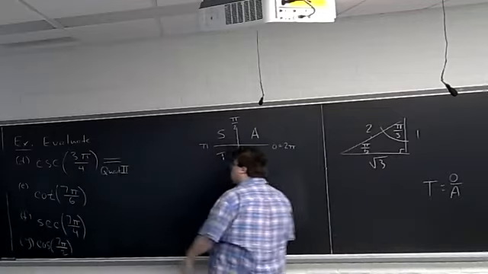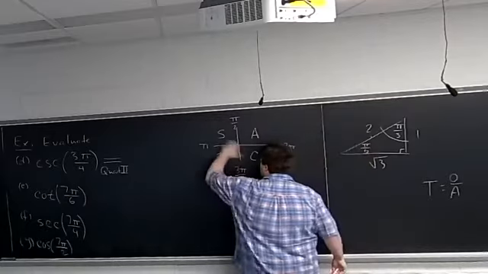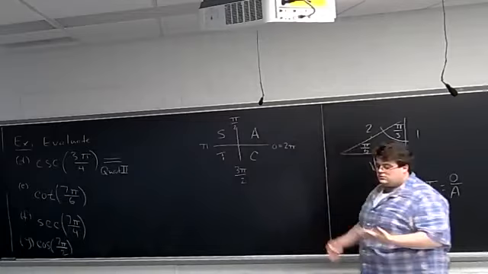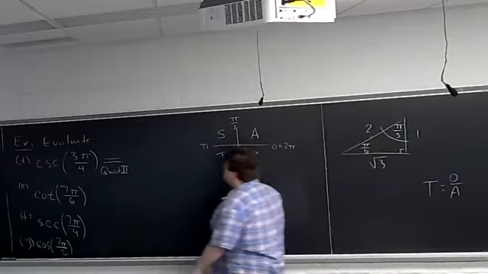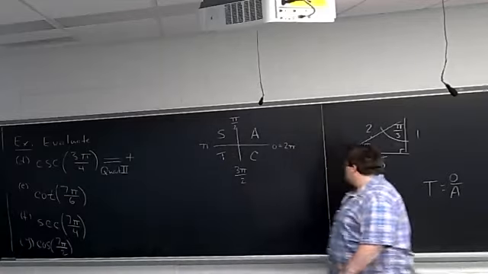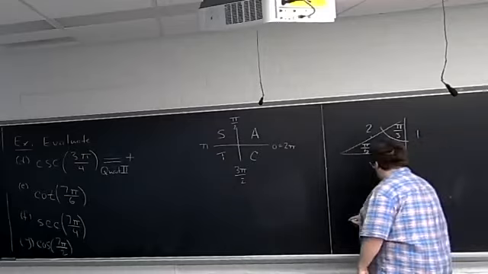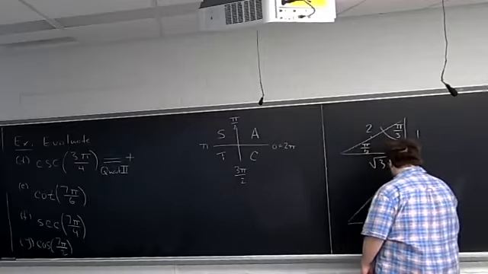This angle is in quadrant 2. Cosecant is sine flipped around. In quadrant 2, sine and cosecant are positive. That tells us our answer is going to be positive. Well, next, we have 3 pi over 4.